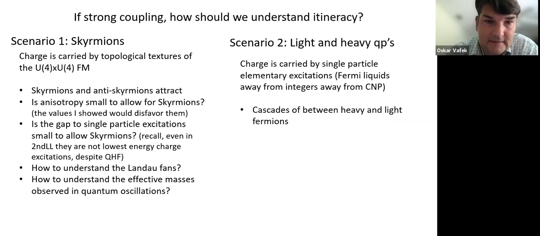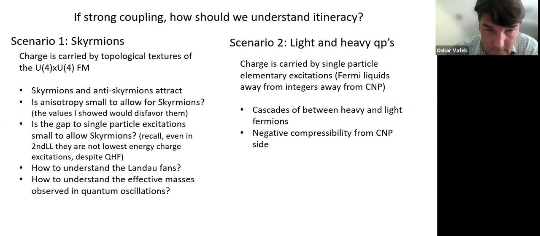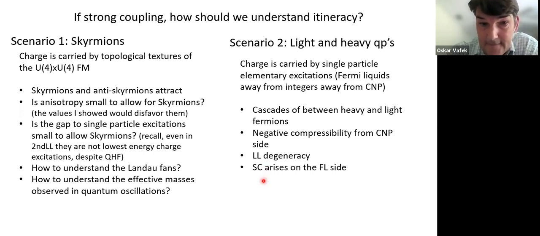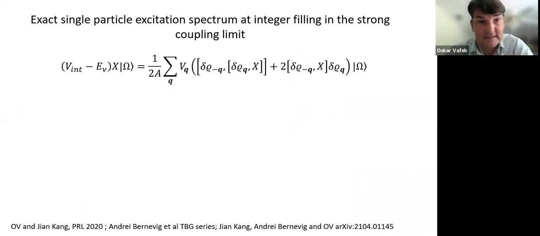So let me then discuss how we could understand the cascades between these heavy and light fermions in light of the experiments that were mentioned previously. We also find negative compressibility away from the charge neutrality point side. We understand the Landau level degeneracy in this picture. And interestingly, superconductivity would, in this picture, arise on the light fermion side of this doping. So let me discuss this scenario.